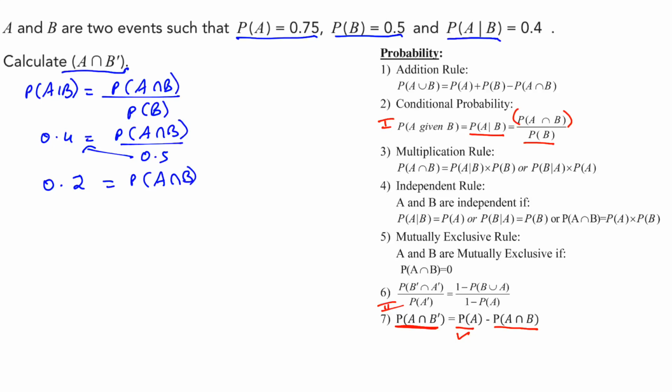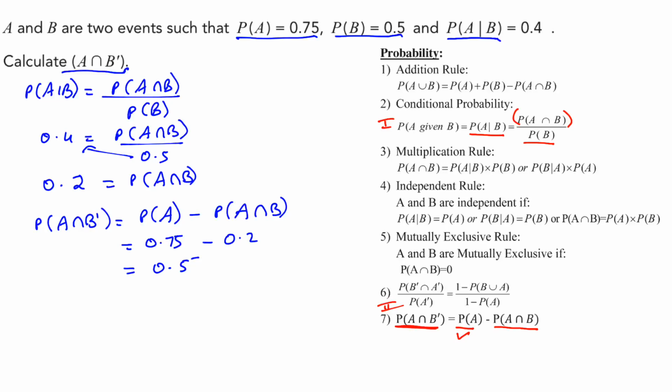Now we'll use the second rule. Probability of A intersection B complement is equal to probability of A minus probability of A intersection B. A is 0.75 and A intersection B is 0.2, which is equal to 0.55.